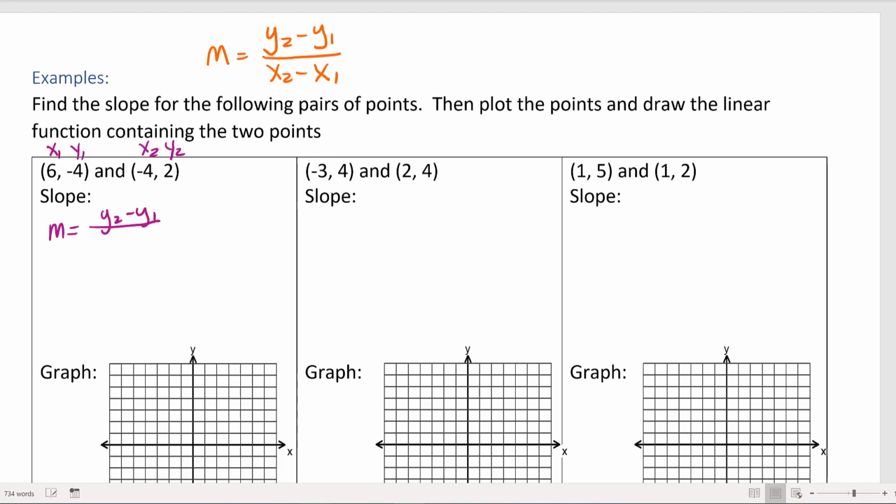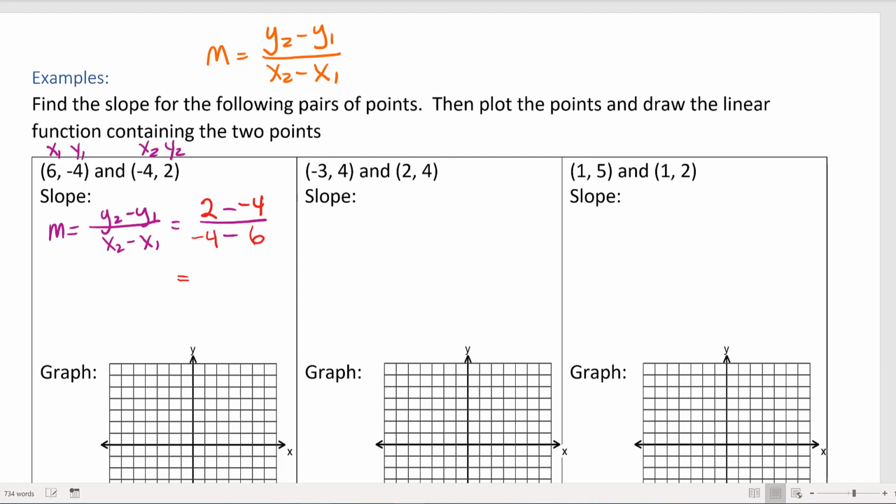y2 minus y1 over x2 minus x1, notice that there's already minuses in the formula. Okay, those come from the formula. So when I'm plugging in y2, which is 2, then there's a minus because there's a minus from the formula, y1, which happens to be negative 4. So the negative in the red comes from the negative 4. The purple negative comes from my actual formula. Over x2, which happens to be negative 4, minus because there's a minus from my formula, 6.